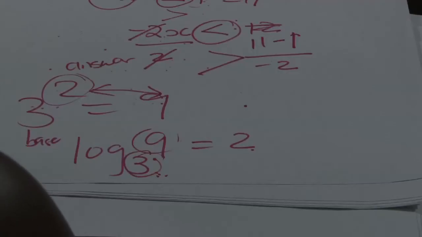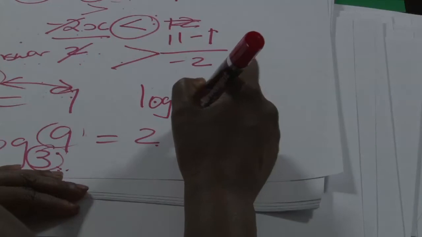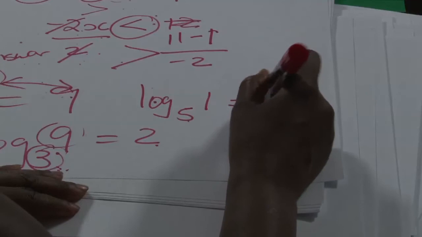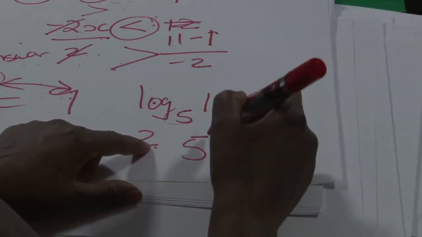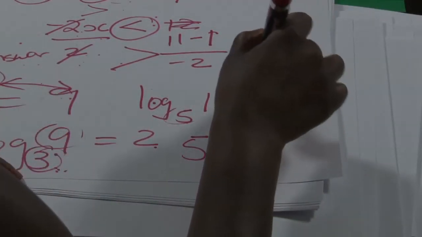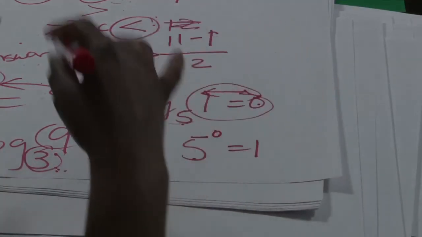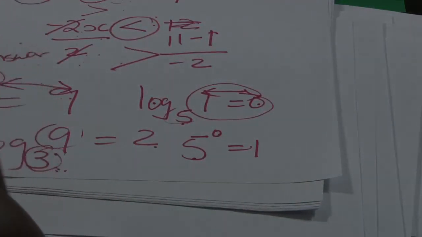Then, you must know how to write logarithms in index notation form. For example, if I have log 1 to the base of 5 is equal to 0, what does it mean? How can you write this in index notation form? Remember, this is the base, it will be 5. Power 0 is equal to 1. Remember, we only switch these two. The base remains the base, 0 is the power, and 1 is the answer. So you should know how to switch them.